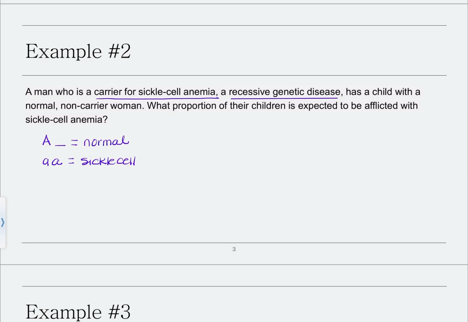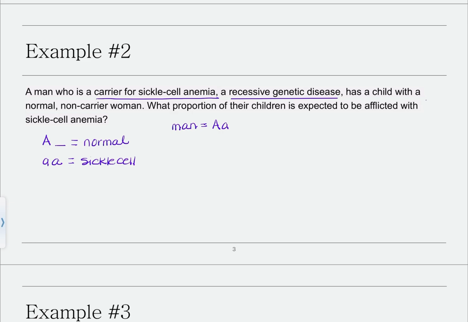Now let's figure out our parent. So a man who is a carrier for sickle cell anemia. So let's do the man's genotype. He's a carrier, which means he has one normal allele, or a dominant allele, and one sickle cell allele.